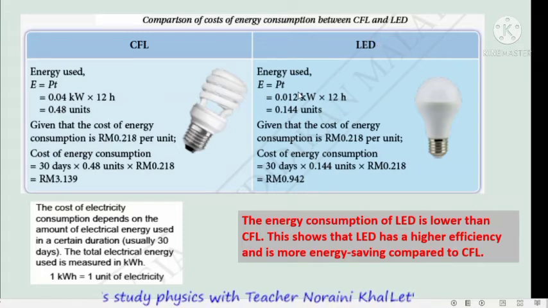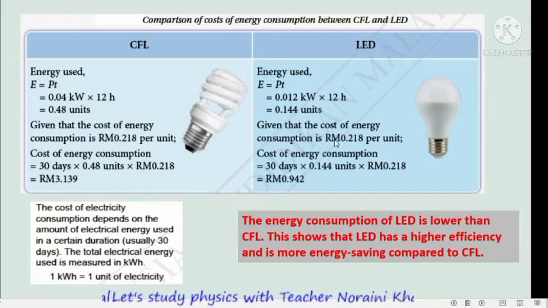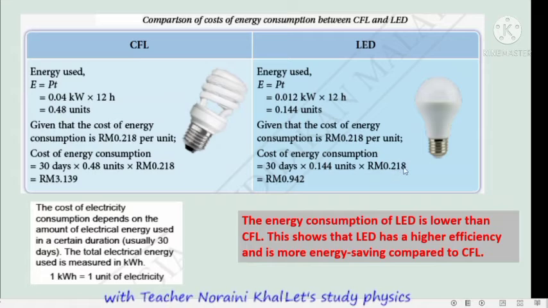Let's look at LED. The power of this LED lamp is 12 watt. So E equals to PT. Convert the 12 watt to kilowatt, so we get 0.012 multiply 12 hour. Thus we get 0.144 units or 0.144 kilowatt hour. The cost of energy consumption is 0.218 per unit. Thus the cost of energy consumption for 30 days, 30 days times 0.144 times RM 0.218, so we get RM 0.942.